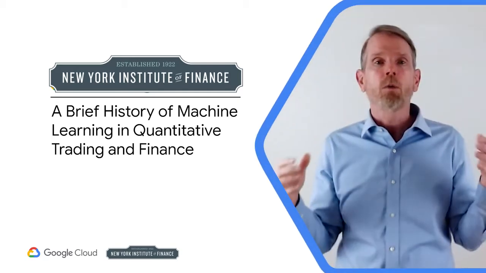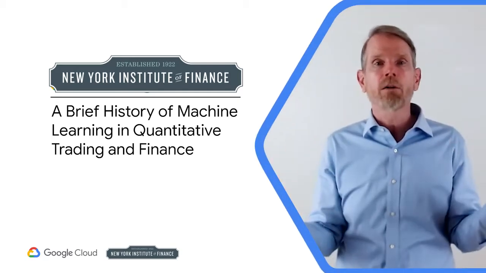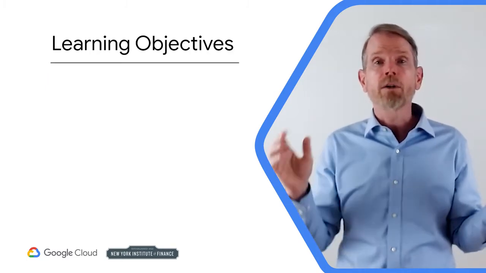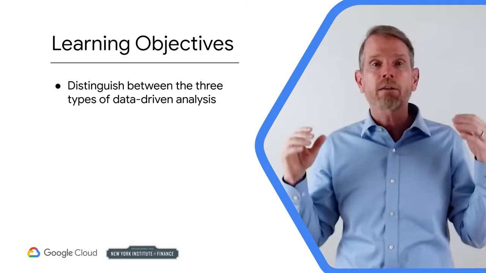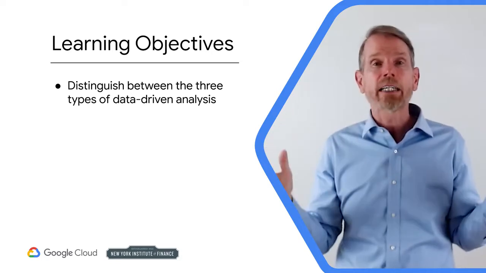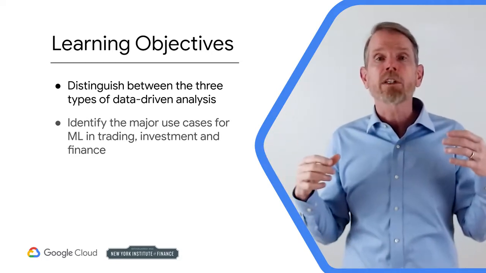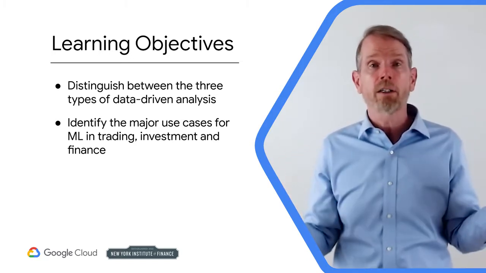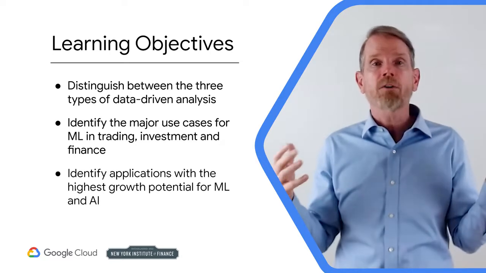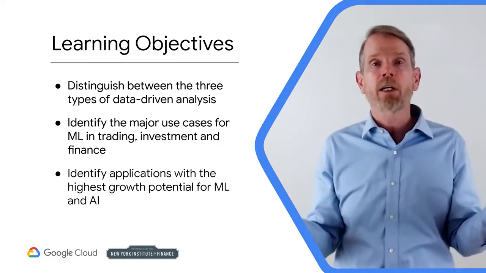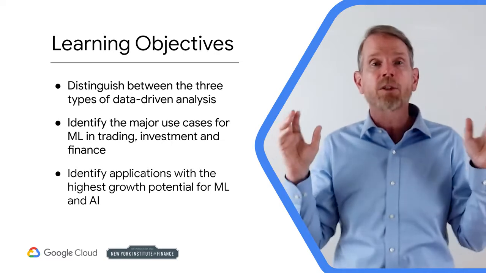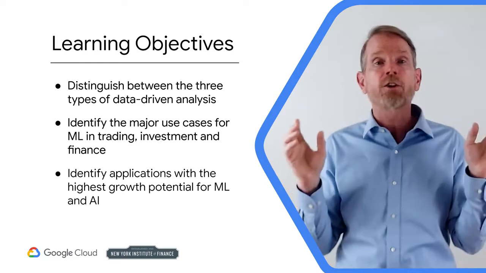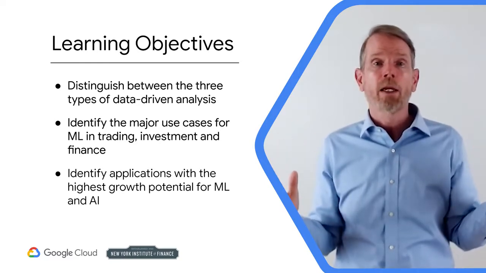In this module, we'll look at the evolution of data-driven models and their applications in trading and finance. First, we look at the three main approaches to modeling financial markets based on their data and behaviors. Then we'll explore the use cases for machine learning in trading, investment, and finance. We'll then focus on the applications that have the highest potential to benefit from the application of machine learning and AI. We'll also discuss the challenge of creating an interpretable ML model.